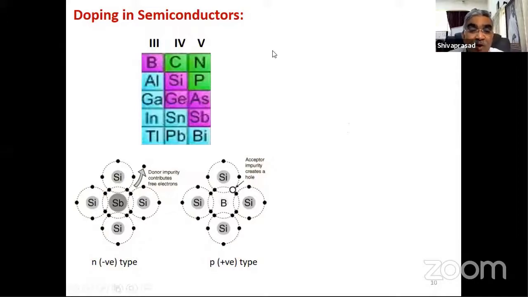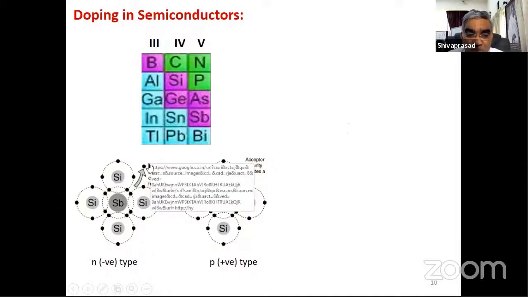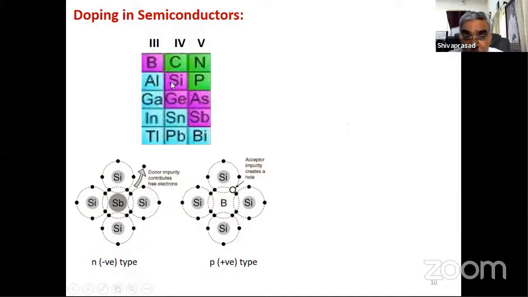But ultimately, to enhance the quality of these materials, I can dope silicon with something and get more electrons, or I can dope this side. If I dope with this side, that means one electron less. So one electron will go here, so I'll create a hole.